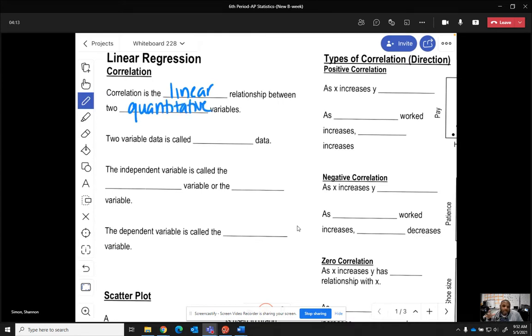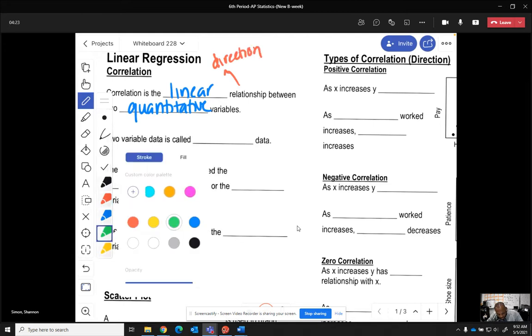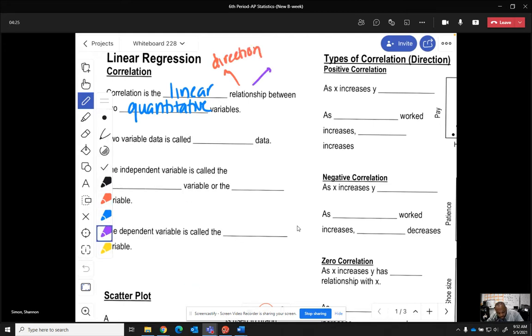And that linear relationship can be one of two things. We can talk about the direction of the correlation, or we can talk about the strength of the correlation. When we talk about two variable data, we call that bivariate data. So correlation focuses on bivariate data.